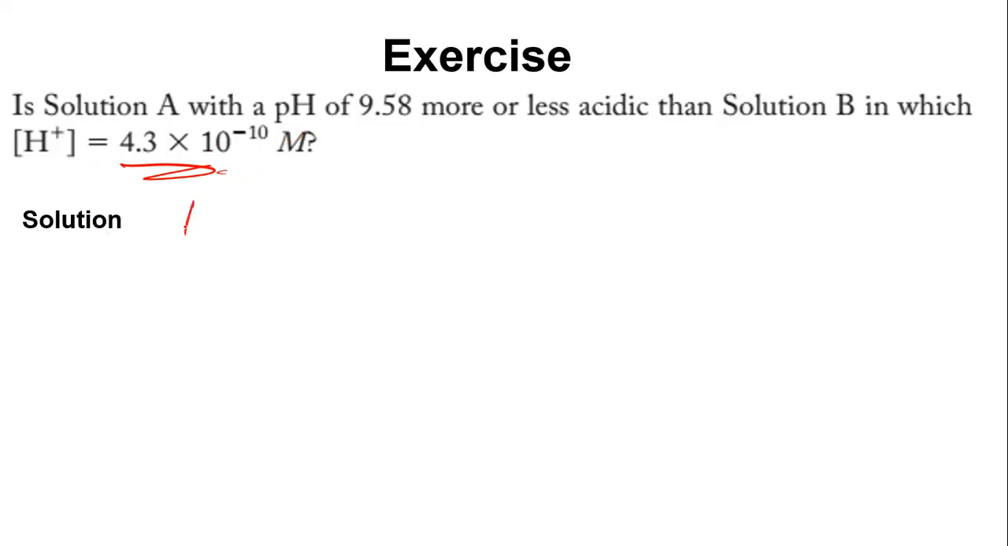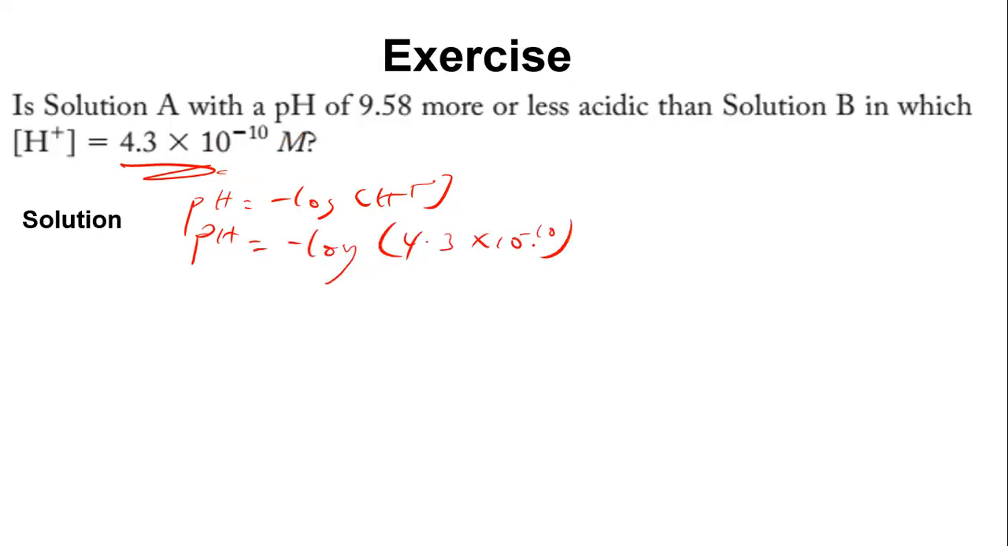So the pH of the second one will be pH equal to negative log of the H+ ion concentration. Now pH is equal to negative log of 4.3 × 10⁻¹⁰. So we get 9.37. Good. So then one is 9.5, the other is 9.3.